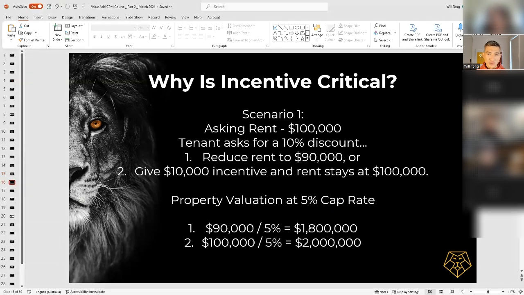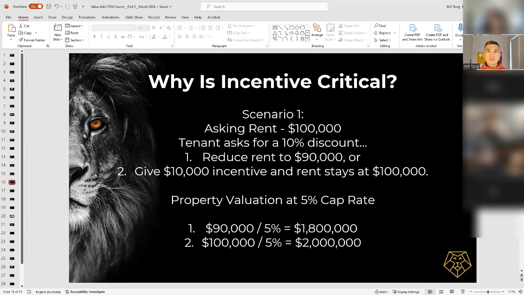Okay, so I want to also explain why incentives are critical to a rental reversion strategy. I'll give you scenario number one. Let's say you have a property, it's vacant, and you're advertising it for $100,000 per annum in rent. A tenant comes along and says, hey, I'll lease this, but I want a 10% discount. So you basically have two options. One is, yeah, no worries, I'll give you a 10% discount, let's just reduce the face rent to $90,000. Or you can say, you know what, I'll give you the 10% equivalent in incentives, but the rent stays at $100,000.